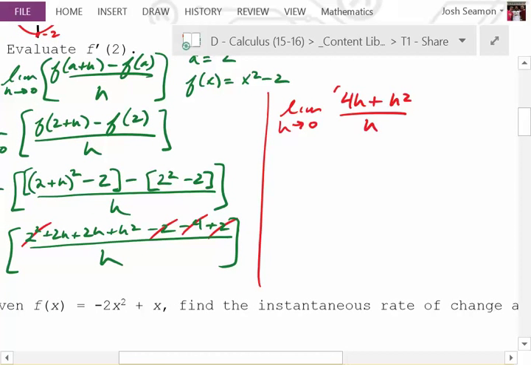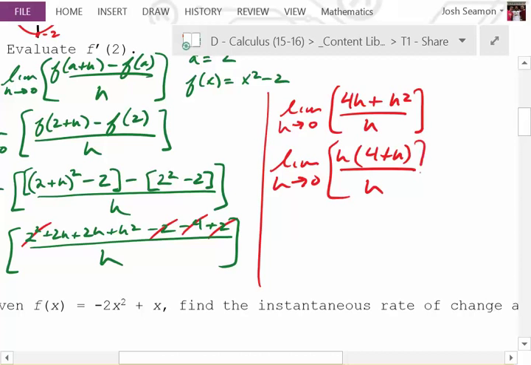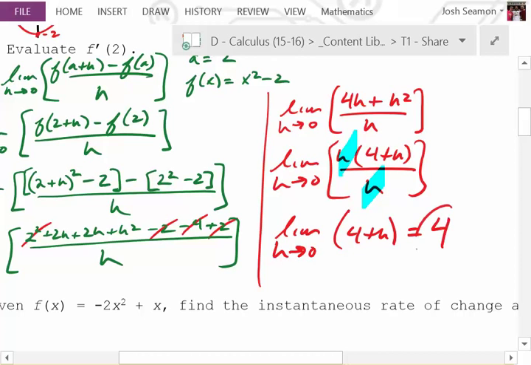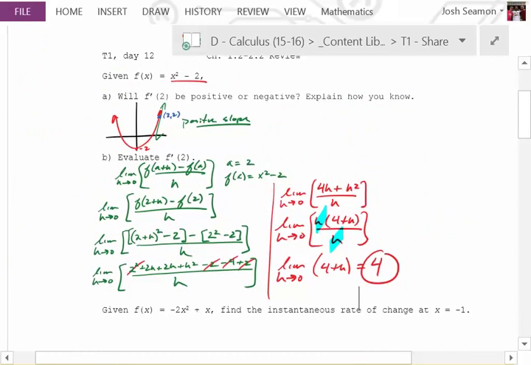What can you factor out of the top, Maggie? H. Yep, so it's the limit as h goes to 0 of h times 4 plus h all over h. What's the magical thing that happens now? The h's cancel. Is that really nice? Yeah, because now you have the limit as h goes to 0 of 4 plus h, which is equal to 4. That tells us the instantaneous rate of change is 4 there.